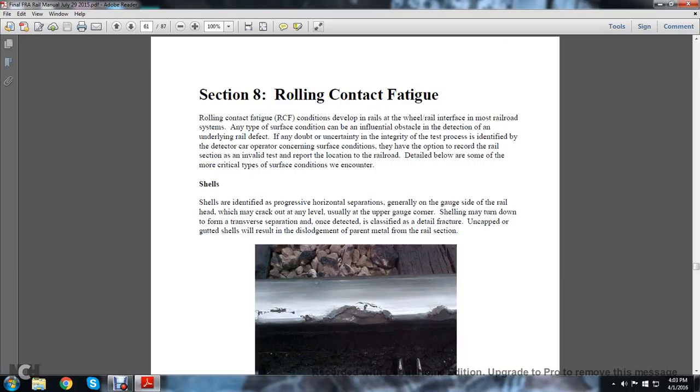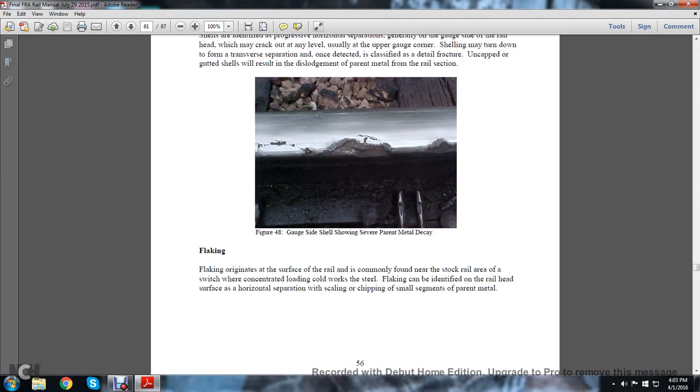Shells are identified as progressive horizontal separation, generally on the gauge side of the rail, which may crack out of any level, usually at an upper gauge corner. Shelling may turn down into transverse separation when detected, classified as a detailed fracture. Uncapped, gutted shells will result in dislodgement of parent metal in the rail section. This is figure 48. It shows gauge side shelling with severe parent metal decay.